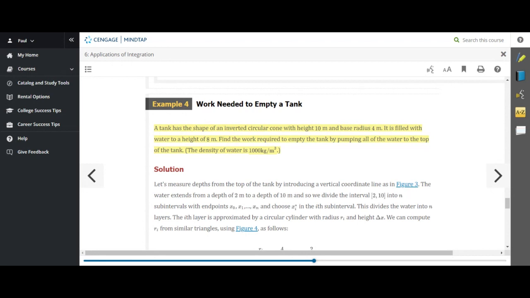Now we're dealing with metric units, not English or American units, but metric units. So the density of water is 1,000 kilograms per cubic meter. So let's see here now. First, as always, let's get a picture of the situation we're dealing with.